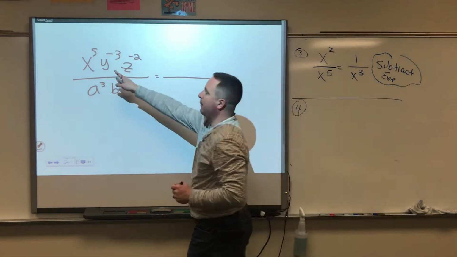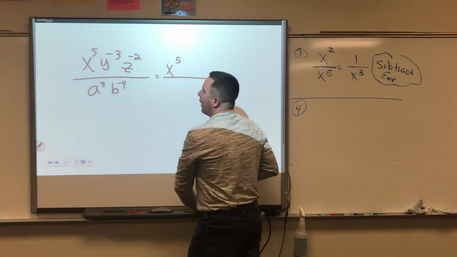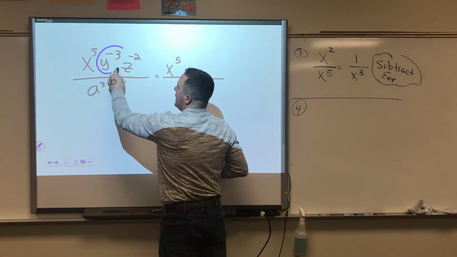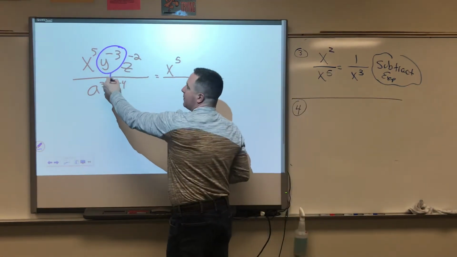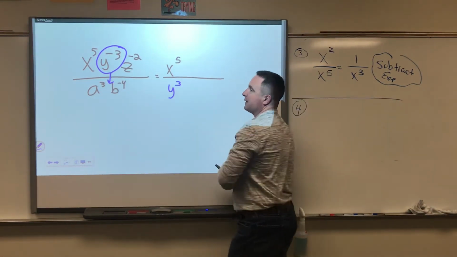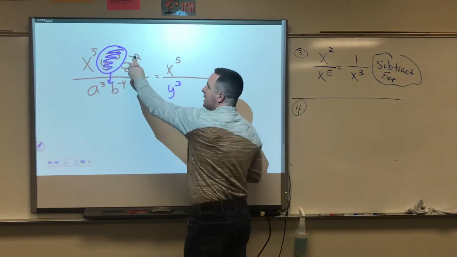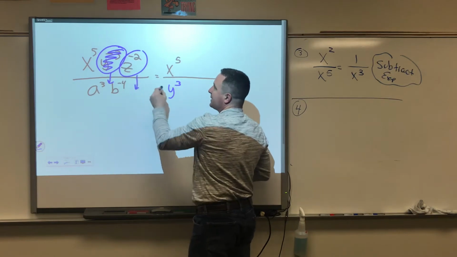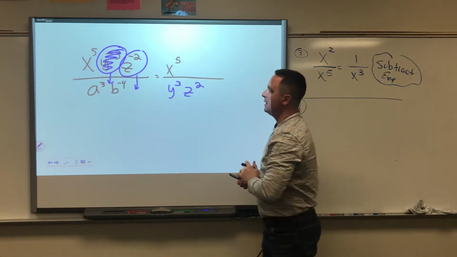Well, first of all, let's go one by one. X to the fifth is okay. It's going to stay up there in the top. Okay? But y to the third is not allowed. And the way we make a negative exponent, if it's negative on top, we move it down to the bottom. It becomes y to the positive third on the bottom. Okay, it literally just changes place. Z to the negative second has to get bumped down to the bottom and becomes z to the positive second on the bottom. Okay?